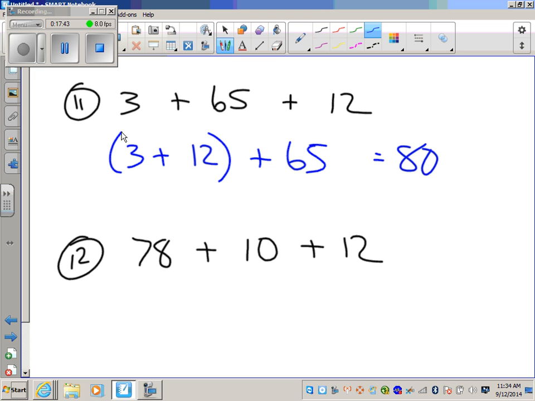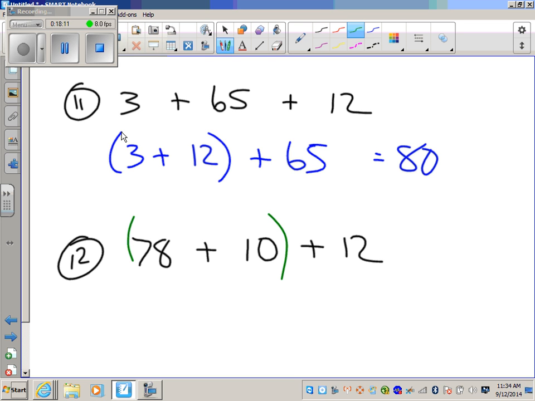How about 12? 78 plus 10 plus 12. Now this one might be a little bit more cut and dry, but again, it all depends on how you see it. Jayana. So you just kept it the way it was. Okay? So maybe, I don't know, maybe what property? Associative, you group the first two. Okay. Anyone else do it a different way?